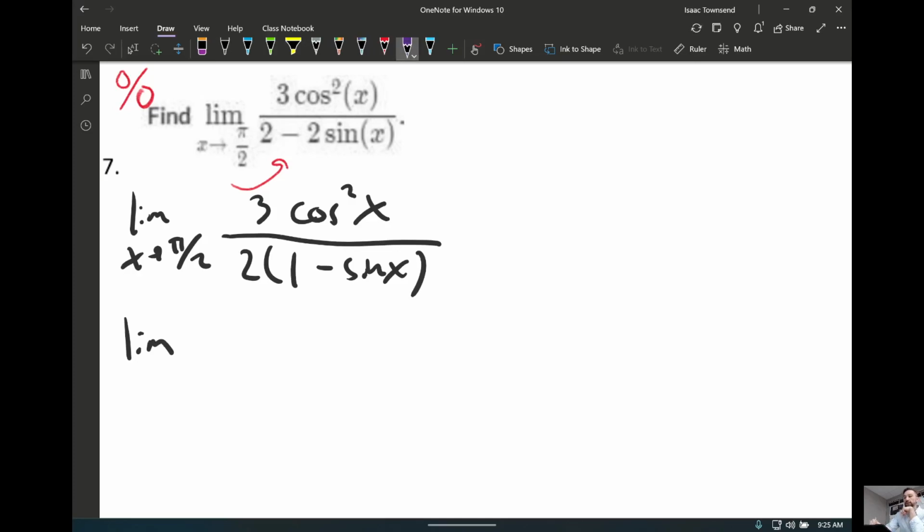So right here, similar to the other one, those of you going on to calculus next year, this is one of the trig identities they expect you to know in calculus. Sine squared plus cosine squared is 1. So instead of saying cosine squared, I could say 1 minus sine squared.